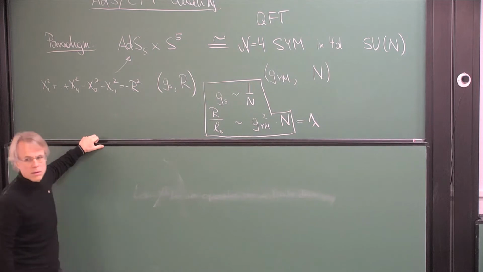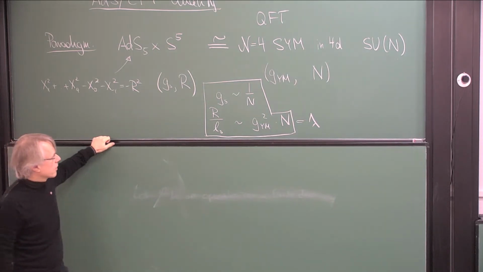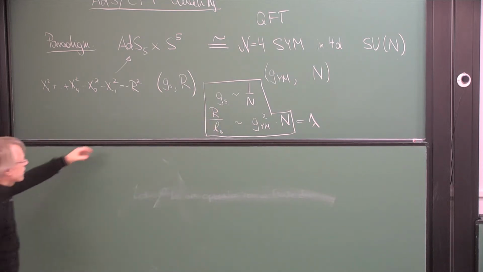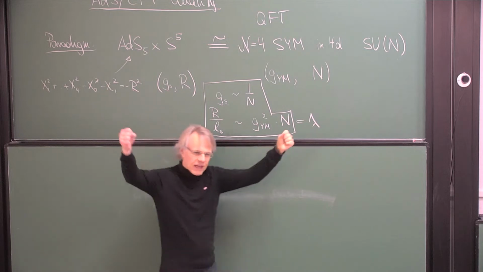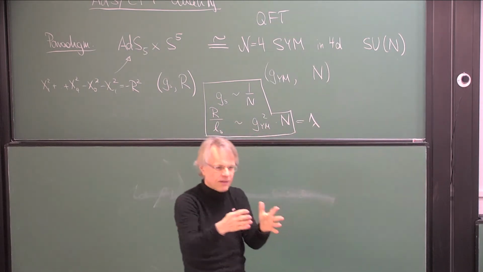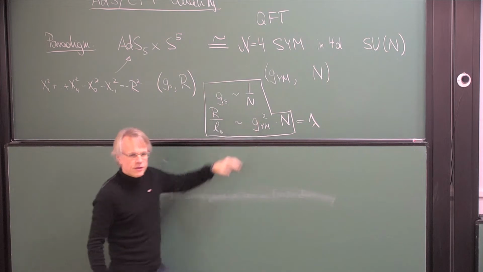Like on the string side, we have two parameters where one is GS and the other is effectively R over LS. Yes. It's the rate; there is no overall scale of the string size. The only thing that matters is the size of the space in terms of the string size. So that's the correspondence between the parameters on the two sides.